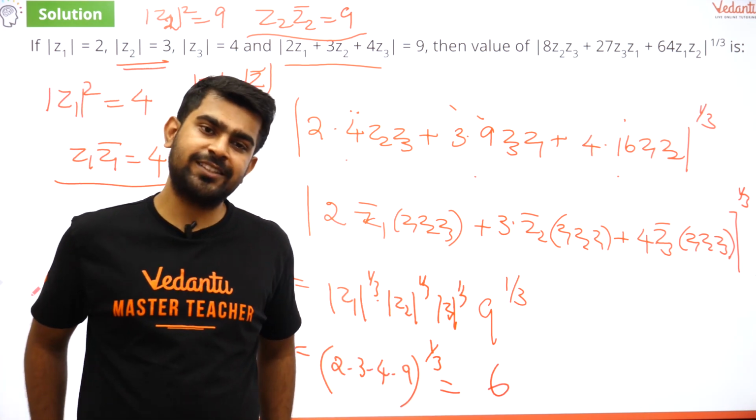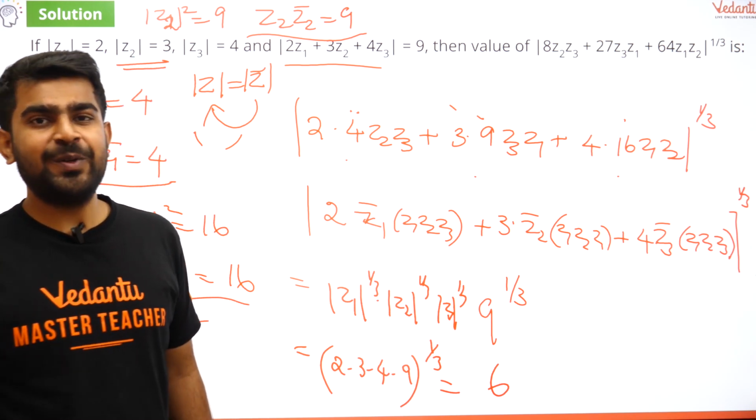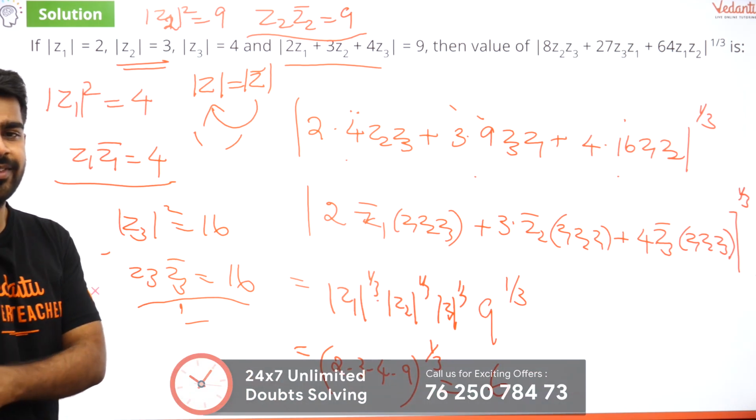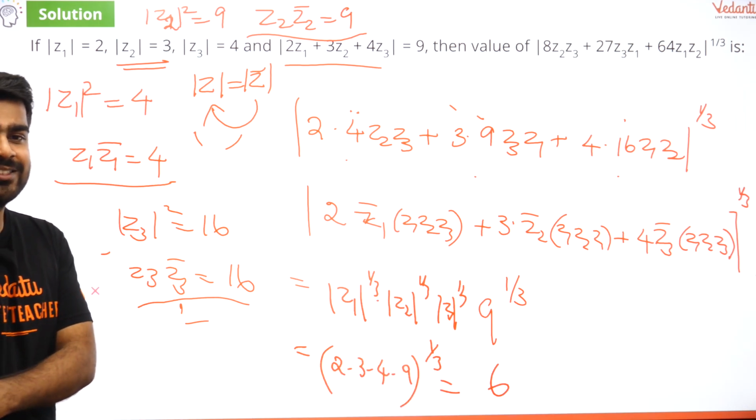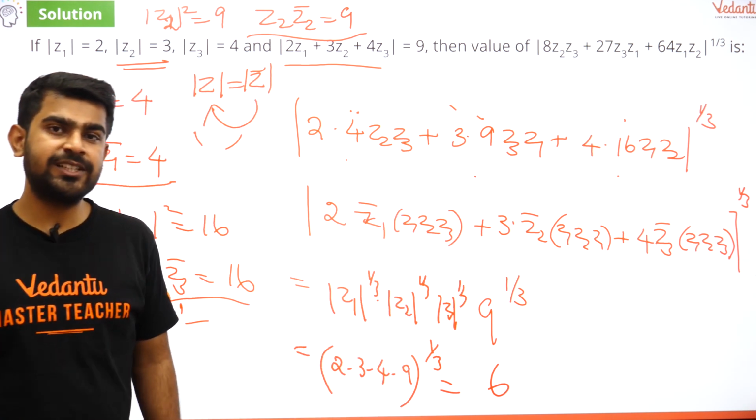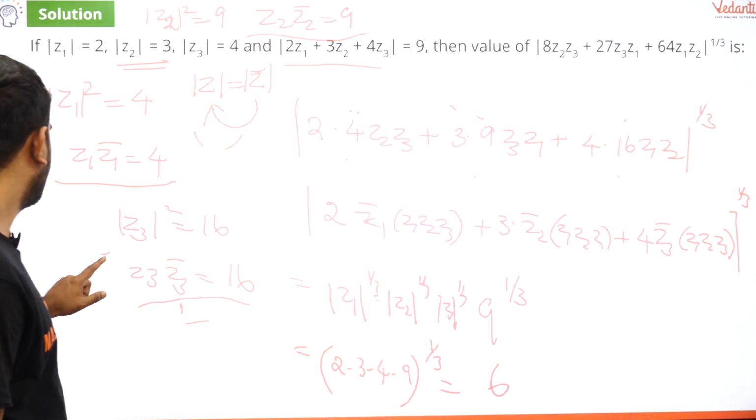I hope all of you got it. Yes? So guys, if you have any doubt, let me know in the comment. I will sort it out for you. So this is a pretty interesting question, a simple application of how to use mod z square is equal to z z bar. Okay. So let us see what is the next one.